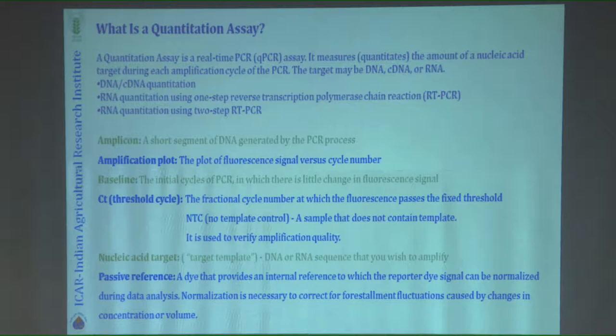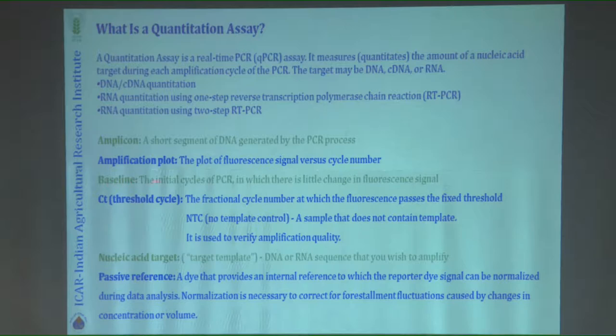Probably Dr. Kumar would have talked to you about this. And then we have RNA quantitation using two-step RT-PCR. There are a couple of terms introduced when we talk about amplification products. An amplicon is a short fragment of DNA generated by the PCR process. And we have an amplification plot, the plot of fluorescent signal versus cycle number. Earlier we saw fluorescence versus temperature; here we are going to see fluorescent signal versus cycle number.